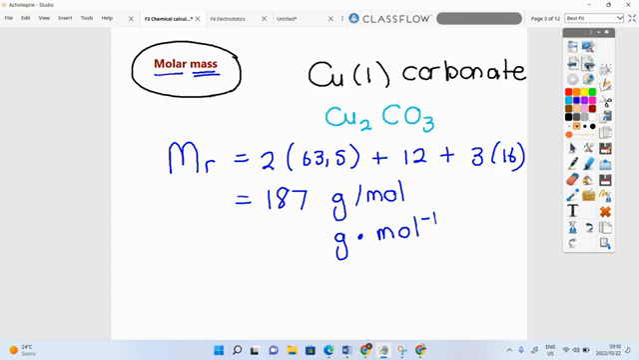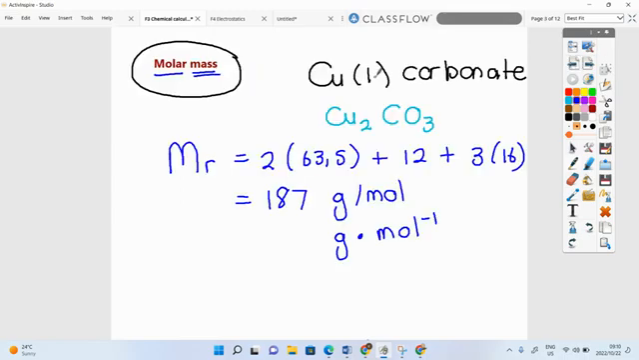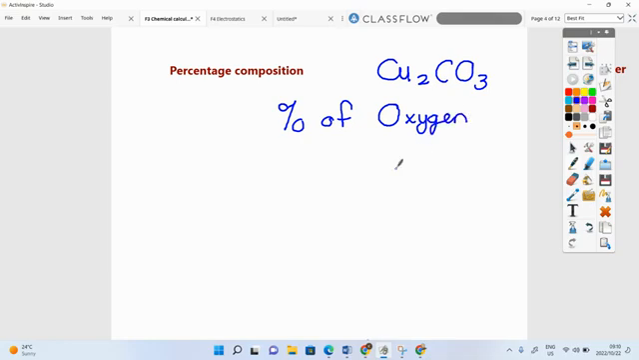Then the second thing that we looked at was percentage composition. Here you still don't need the mole. So if we use our formula here, the copper carbonate, Cu2CO3, and I ask you, what is the percentage of oxygen in that formula? Like you said earlier, you can all work out the percentages that you got for your test. So we want to know how much did oxygen get for the test.